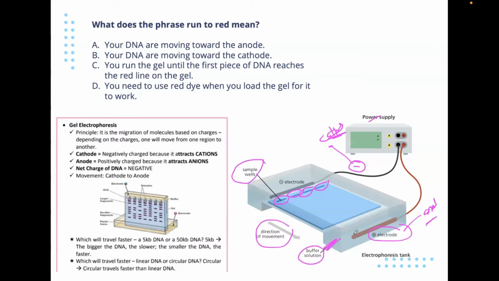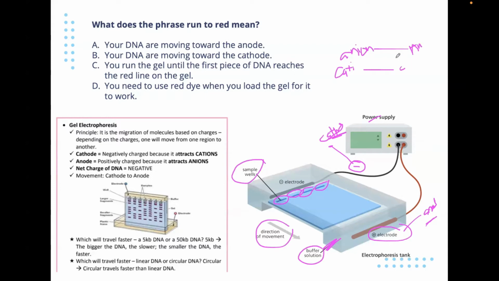Do not forget that. So, let us look at the box on our left side. The principle of gel electrophoresis is the migration of molecules based on charges or sizes. Depending on the charges, one will move from one region to another. So from the negative electrode, your DNA will automatically migrate towards the positive electrode. Your anions, since they are negatively charged, will migrate towards the anode, while your cations will migrate towards the cathode. Since DNA is negatively charged, it will automatically migrate towards the positive electrode, which is the anode.